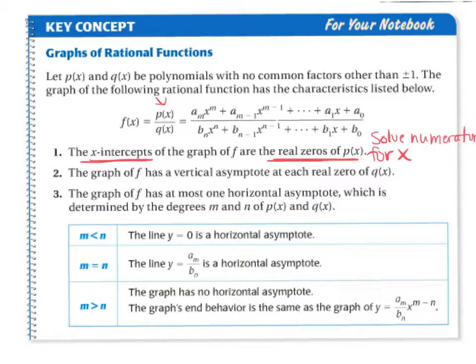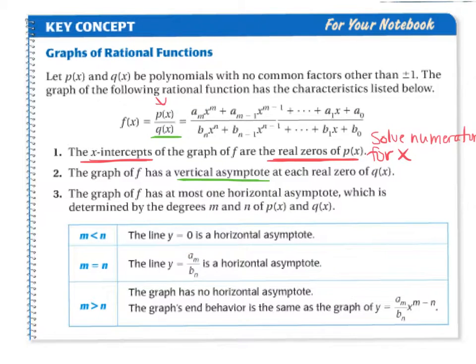The second step here is to find the vertical asymptotes, and this is not new if you watched that previous video. The vertical asymptotes simply come from the zeros of the denominator. Realizing that you cannot divide by 0, we need to eliminate any values of x that would create a 0 in that denominator. So all we need to do is solve the denominator for x, and we will have our vertical asymptotes.